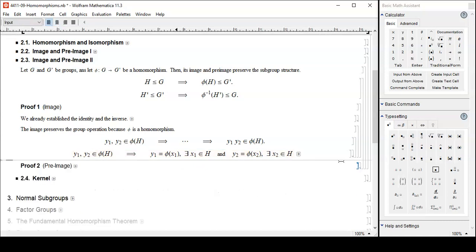We don't need this anymore. So choose any elements, y1 and y2, from phi of H, and then they can be written in terms of the elements, phi of x1 form, phi of x2 form.